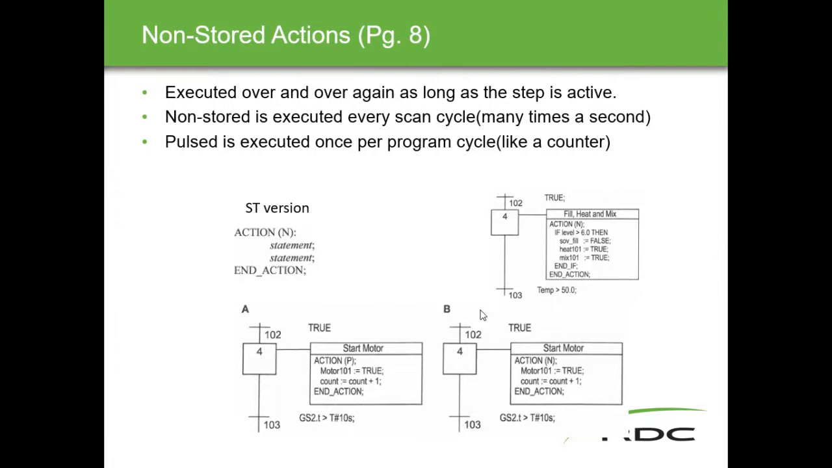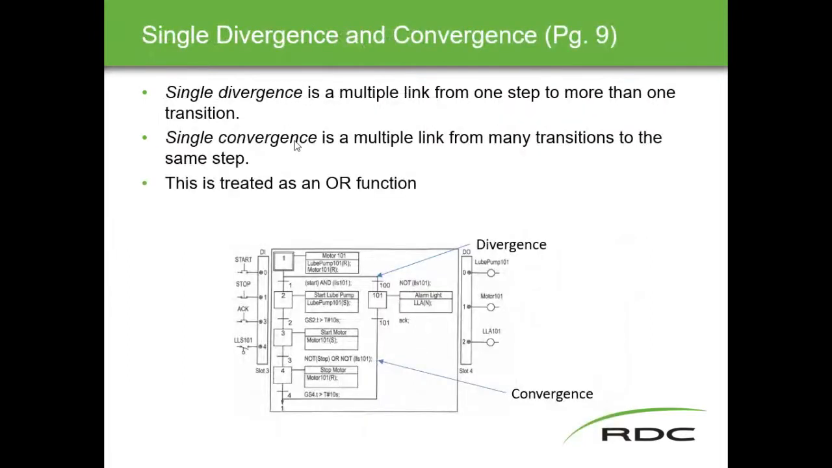Okay, non-stored actions here. Versus the pulsed action here, and here we're comparing again structured text version to the version that they use in sequential function charts. Non-stored actions again executed over and over again as long as the step is active or it's in its sequence. Non-stored activities are executed every scan cycle, so just like a ladder diagram is continuously scanned, it runs through the scan cycle and gets scanned every single time. So that's non-stored action versus a pulsed action, which is only done once per cycle or once per activity.